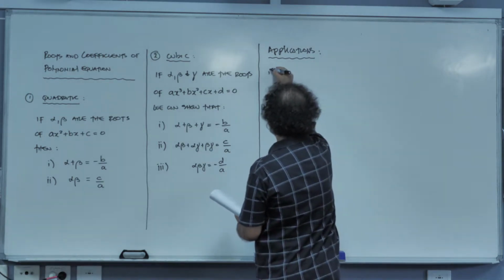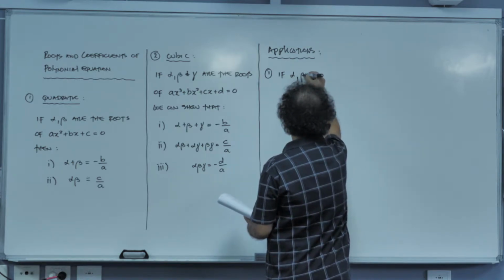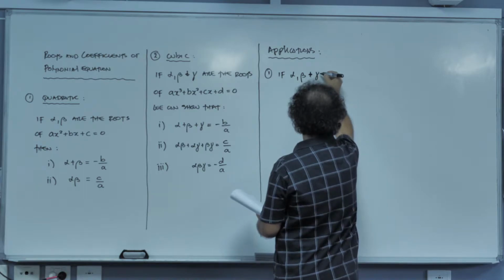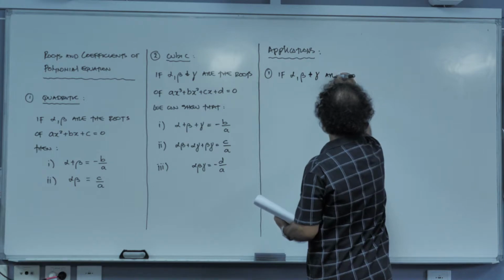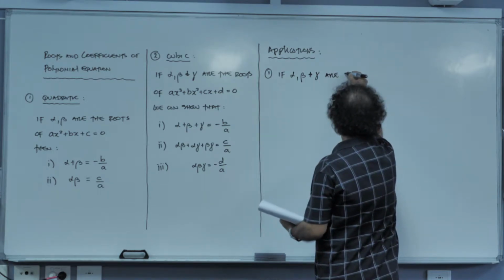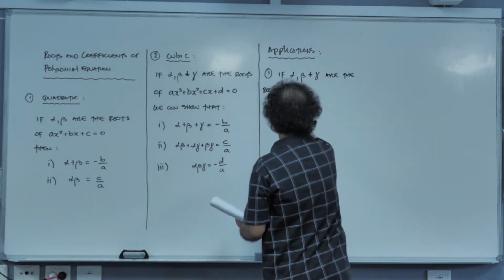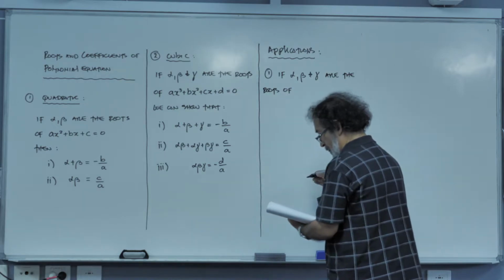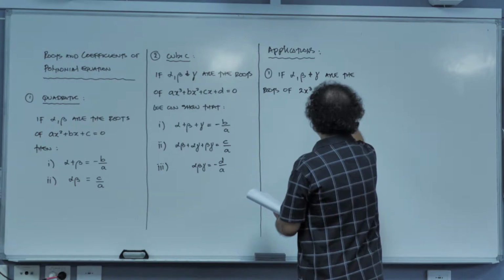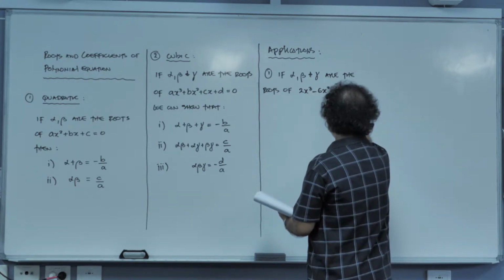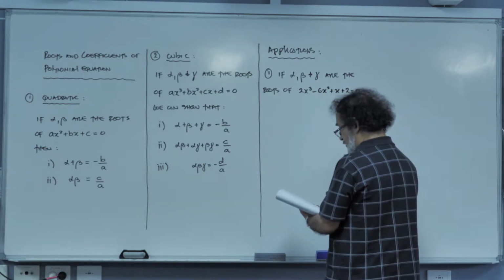We're going to say this. Number one, if alpha, comma, beta, and gamma are the roots of 2x cubed minus 6x squared plus x plus 2 equal 0. Are we writing? Yes, so now you're going to write all this.